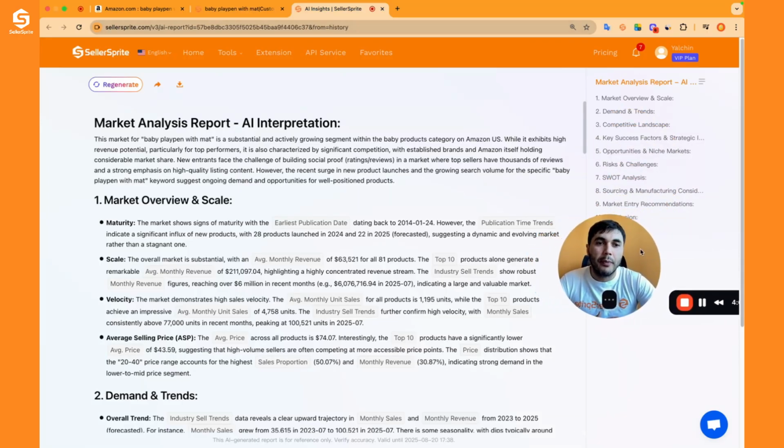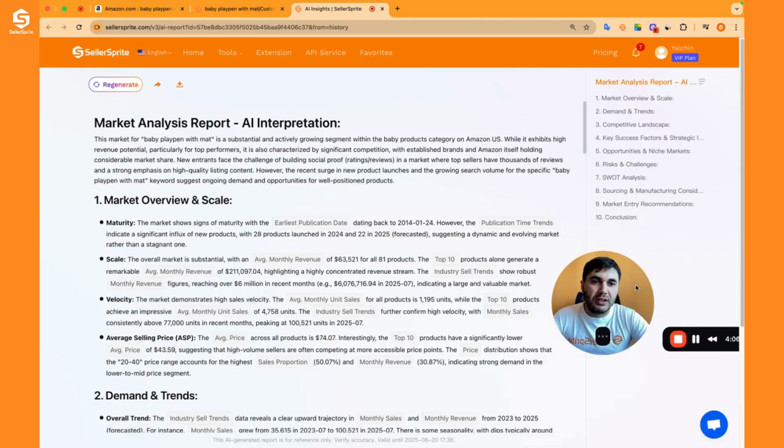It is ready to use right now. This data consists of market overview, demand and trends, competitive landscape, SWOT analysis, sourcing, manufacturing, etc. You can see all of them from here. This is our report. If you want to send it to someone else, you just click it and it sends a link, so that person doesn't need to sign into SellerSprite to see this data. They can just copy this link and open it in the browser. Or if you want to download it as a PDF, just click it. It will download to your laptop and you can keep it and analyze whenever you need.